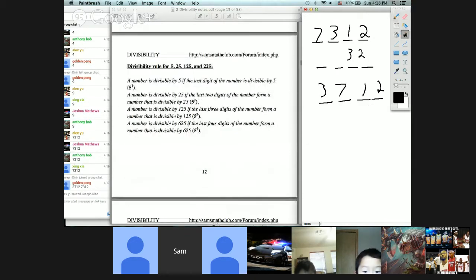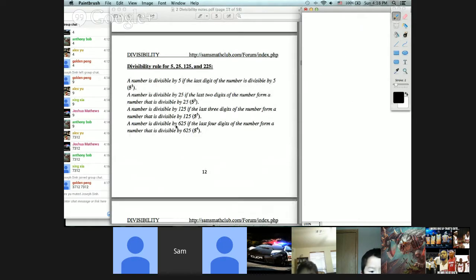Okay. So that one was a little bit harder, so this is the really easy one. So divisibility rule for 5, 25, 125, and then that's supposed to be a 625. So first off, we all know this one, I'm pretty sure. A number is divisible by 5 if the last digit of the number is divisible by 5. So this is almost the same thing as 2, but this is 5 to the power 1. So since it's 1, you use the last digit. It has to be divisible by 5, and if it's divisible by 5, the last digit could either be 0 or 5. So any number that has 0 or 5 as its last digit is divisible by 5.